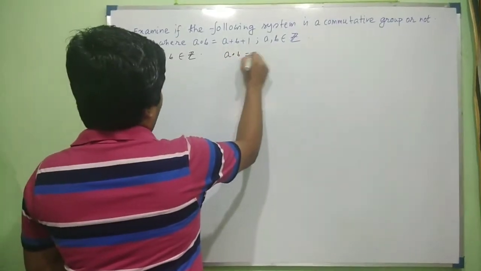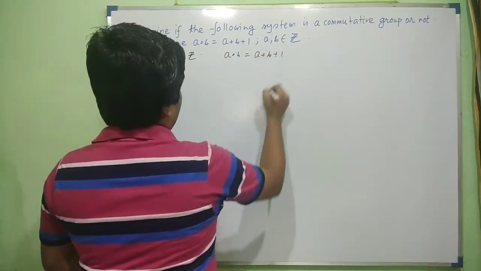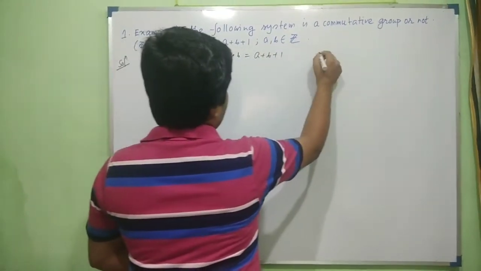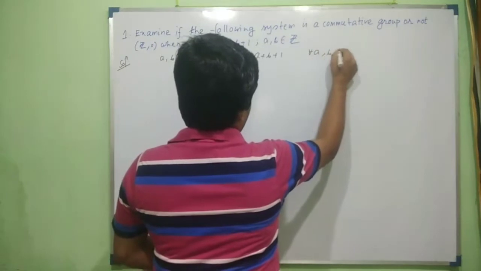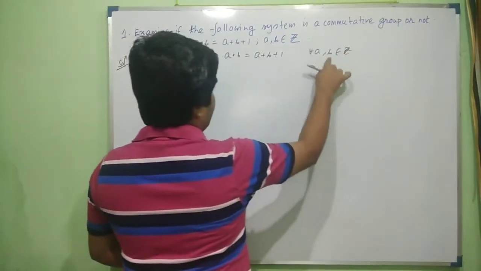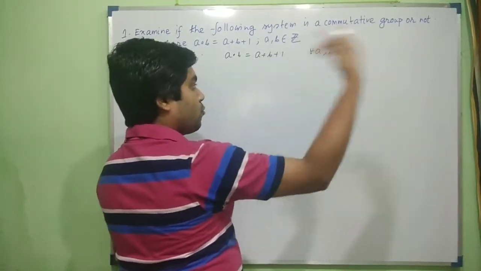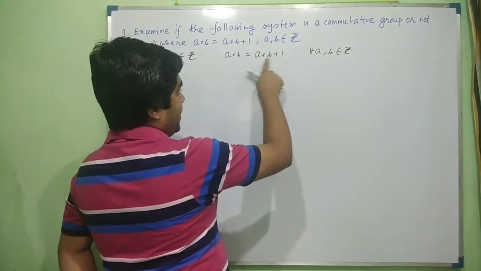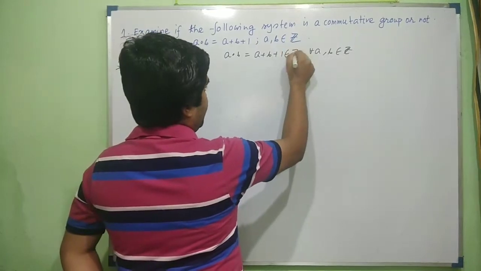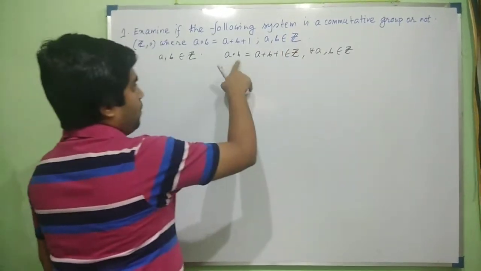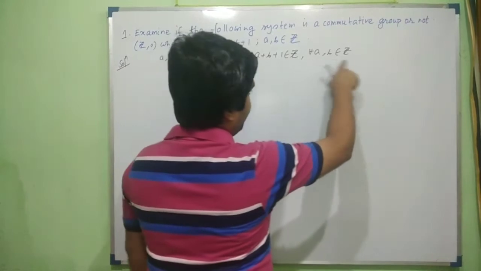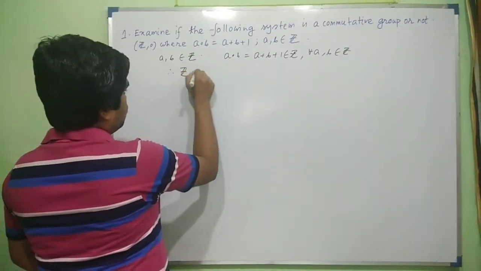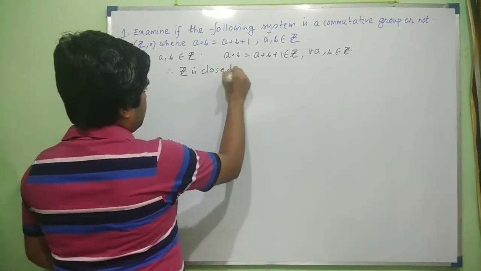So first of all, for closure property we consider two elements arbitrarily from the Z set, and then a naught b is defined as a plus b plus 1. We know that a and b both belong to Z. Then addition of these two integers will provide another integer. Then the addition of 1 with a plus b also provides an integer. So a naught b must belong to Z for all a, b belonging to Z. Therefore Z is closed under naught.